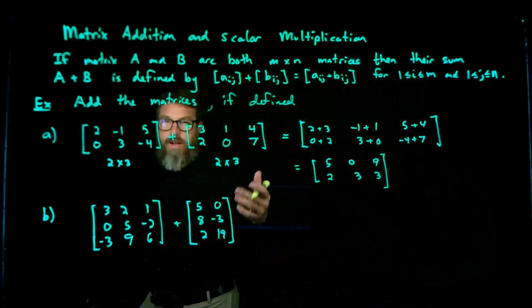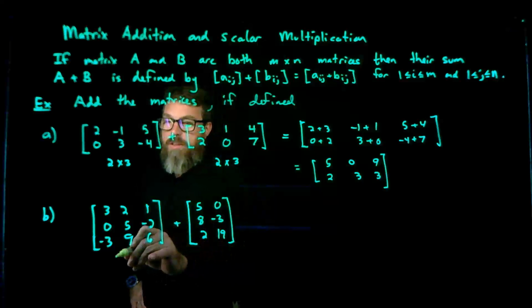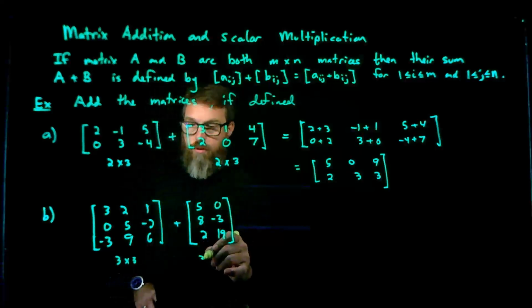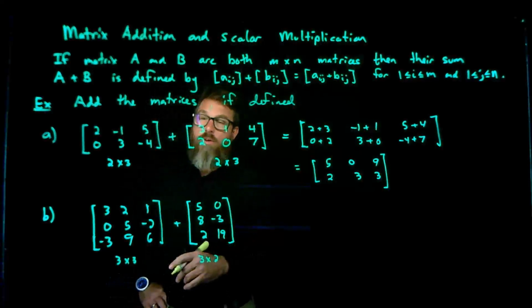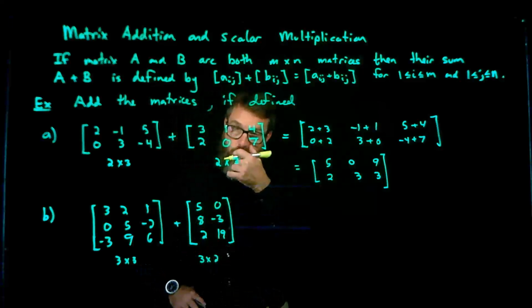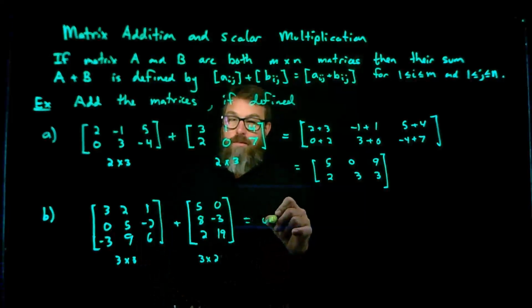Now, same thing, we're going to try to add these matrices if they can be added. So what we know is this is a 3 by 3 matrix, and this is going to be, well, I have 3 rows, 2 columns, a 3 by 2 matrix. And in order to add matrices, they must be of the same size because we have to add their corresponding entries, and there's nothing to add to this third column, so we'd say this is undefined.